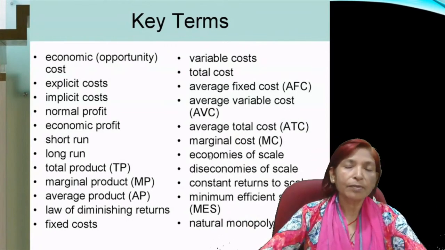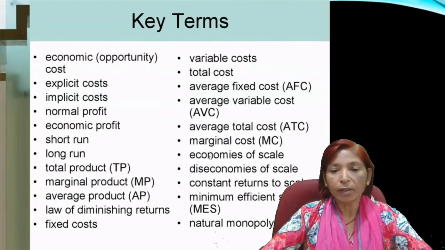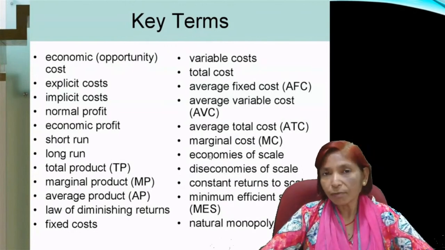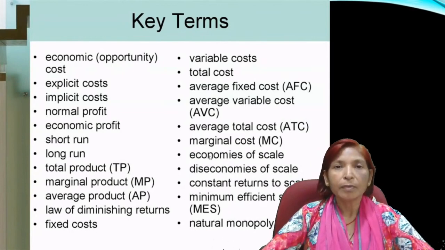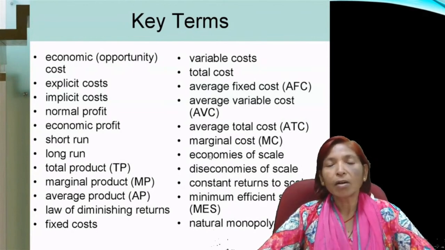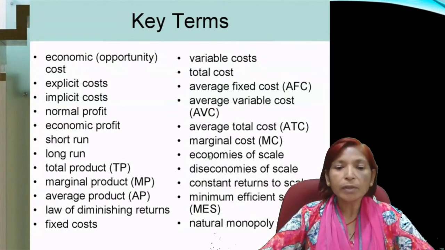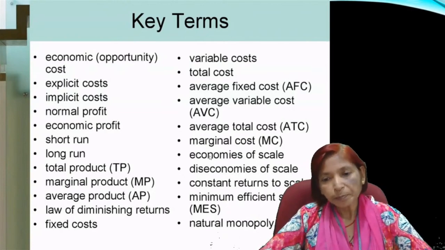And diseconomies of scale means losses from increasing the size of business enterprises, some losses which are incurred in the production of goods and services. That is called diseconomies of scale. Due to this, the diminishing returns law will be applicable.